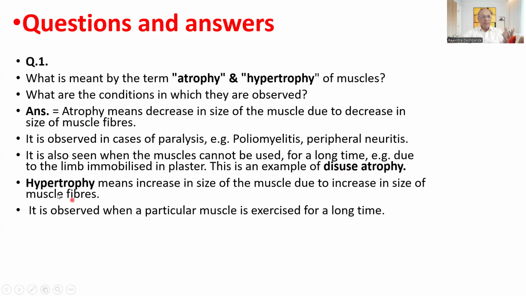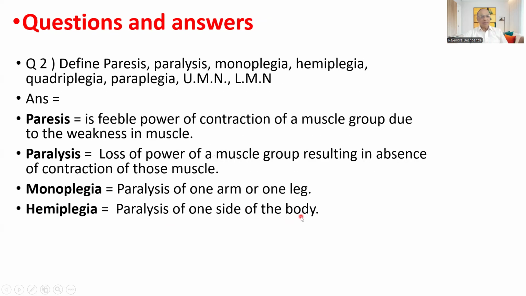This is an example of disuse atrophy. Now next answer will be about hypertrophy. Hypertrophy means increase in the size of the muscles due to increase in the size of muscle fibers. This hypertrophy is observed when a particular muscle is exercised for a long time.